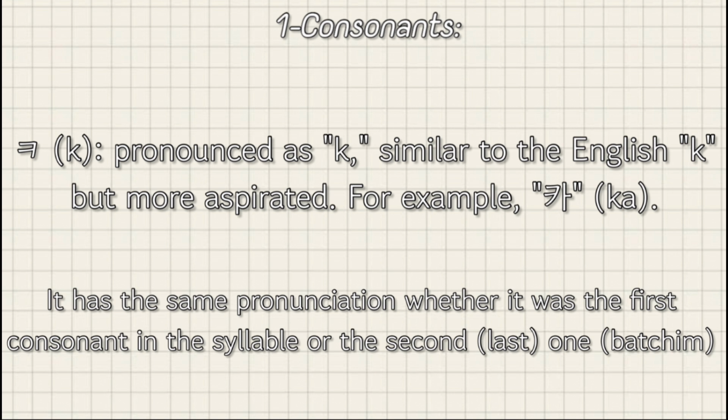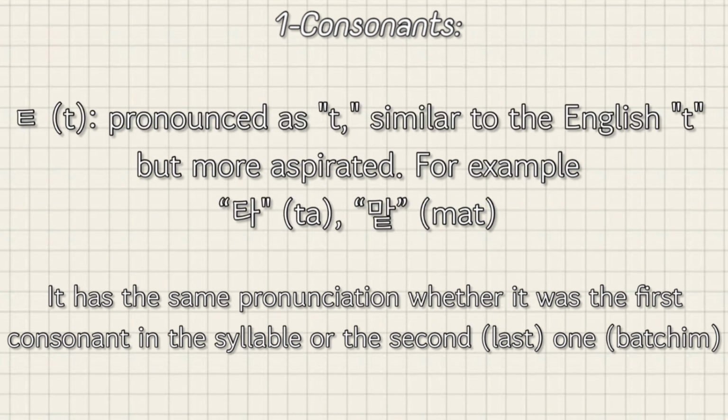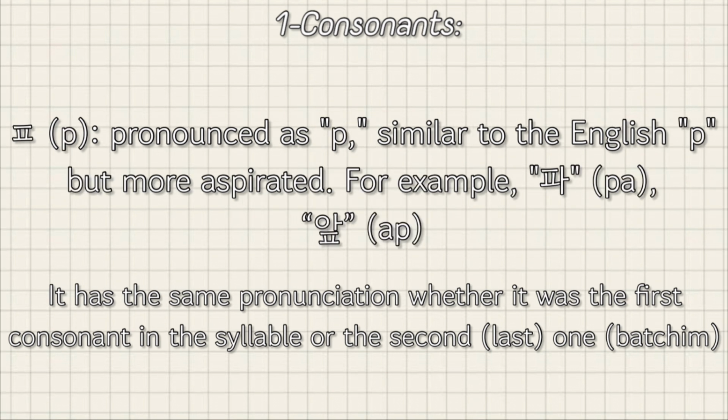It has the same pronunciation whether it was the first consonant in the syllable or the second one, which is the bachim. Tiet, pronounced as t, similar to the English t but more aspirated. For example, ta, mat. As you can hear, it has the same pronunciation whether it was the first consonant in the syllable or the second one.